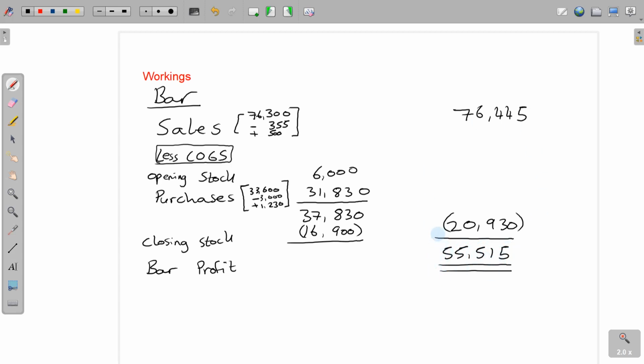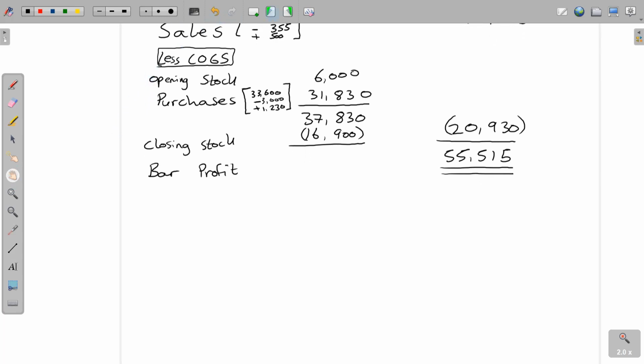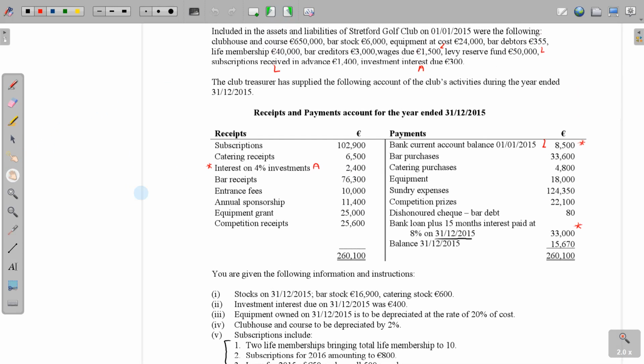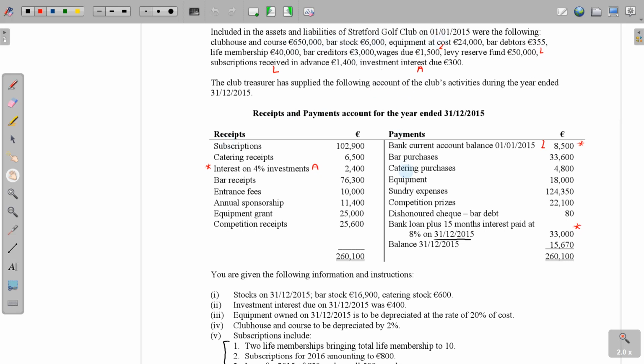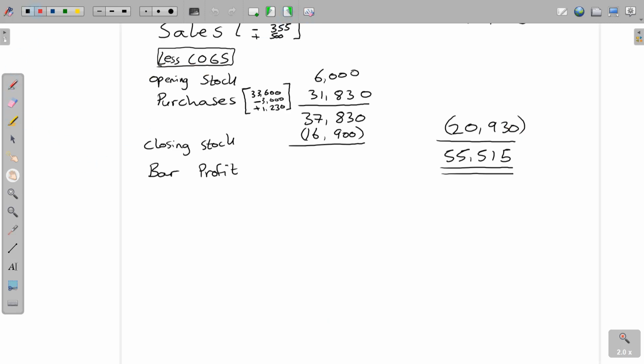And doing all this will get us a lot of marks for our income and expenditure accounts. Now, what are the other adjustments? You might as well do them before you do anything else. So what have we done so far? So we'll do our catering stock now as well. So catering is, do we have two? We have catering receipts, catering purchases, and we have catering stock. But I don't think we have any opening stock for catering. No, so catering will be quite straightforward.